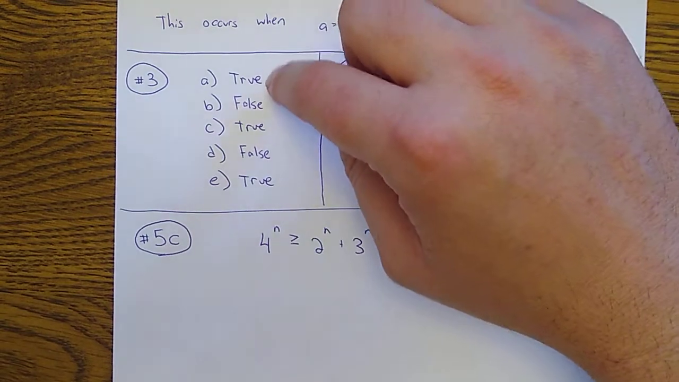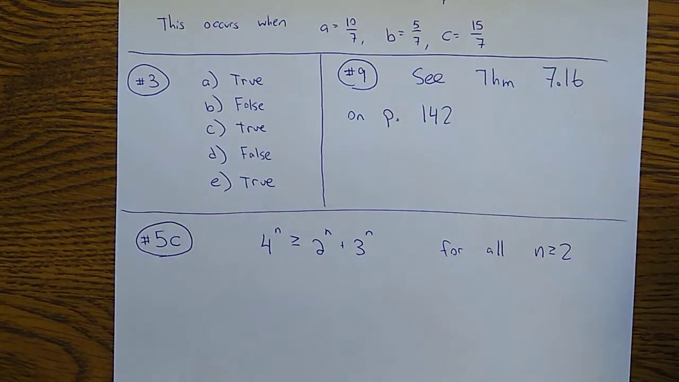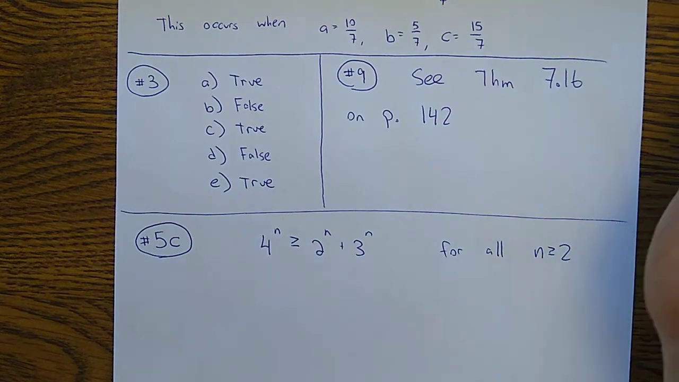On number three, I'm just giving the answers as true or false. Of course, there's more to the problem. You have to explain it and stuff, but I was asked just for an answer key. So, yeah, it just goes true, false, true, false, true.